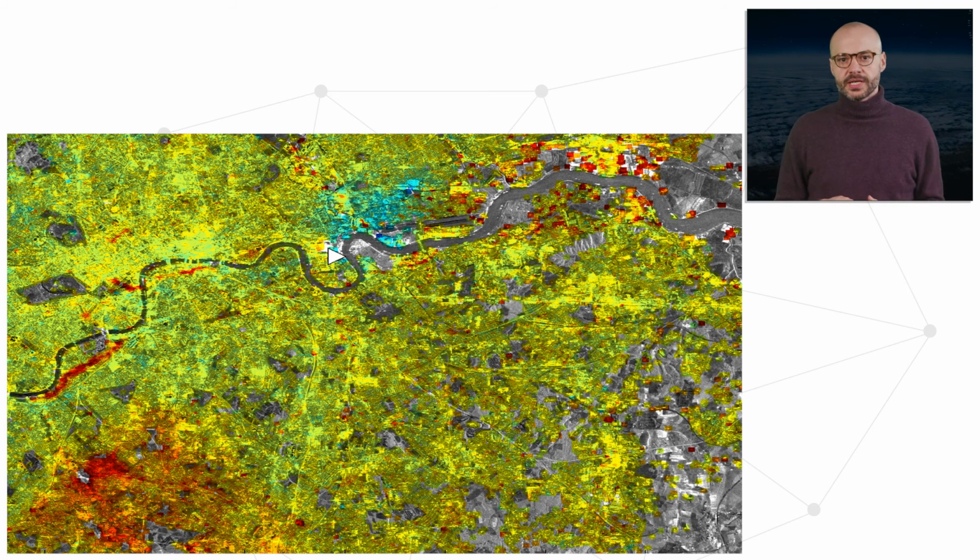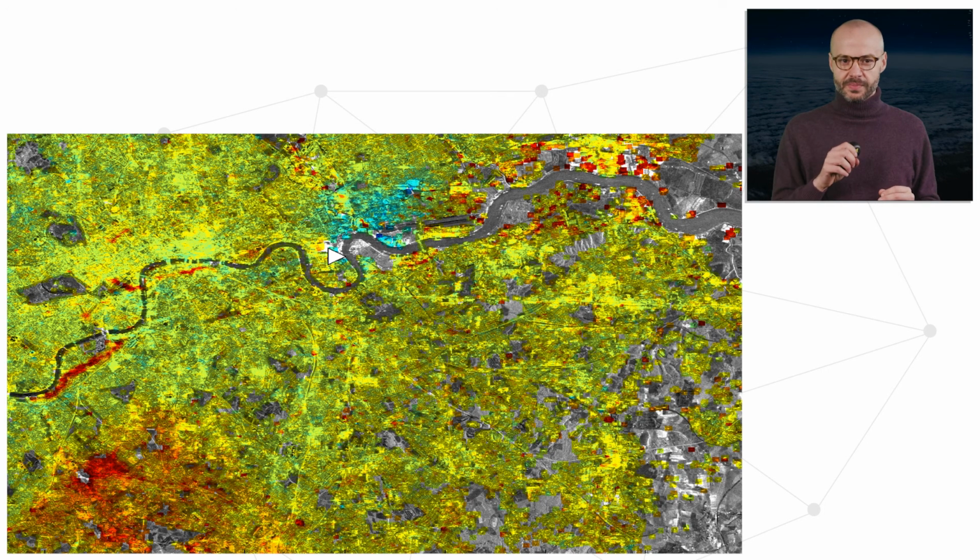First application is on deformation. You see in this figure a colorful overview of London, where we have areas in red, areas in yellow and areas in blue. What we are actually seeing here is the ground deformation. While yellow is basically a stable area, red and blue are areas that move up and down, so the subsidence or the uplift of a few millimeters.